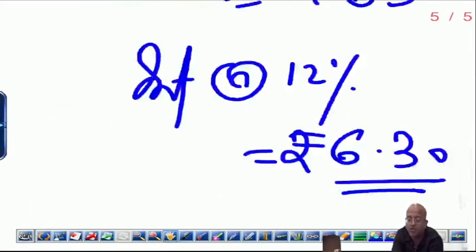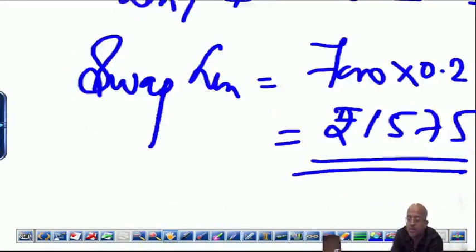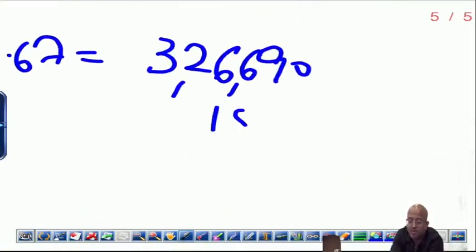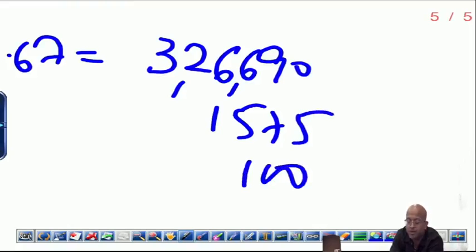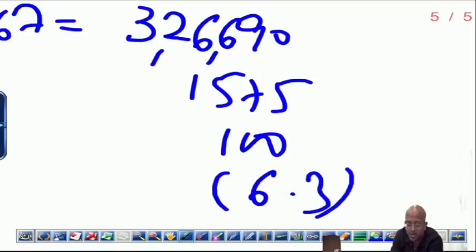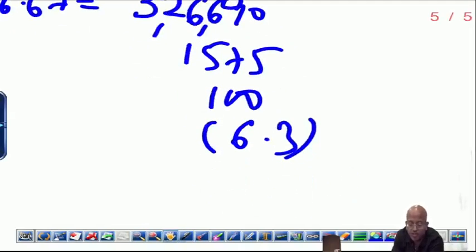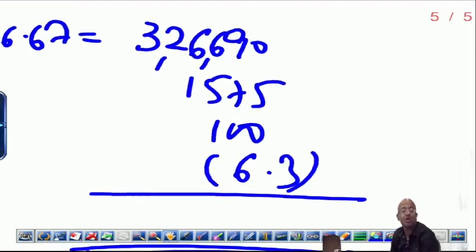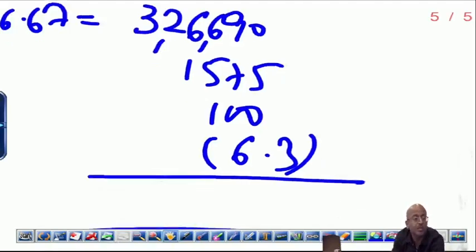Add swap loss. What was the swap loss? The swap loss was 1575, which will be charged from the customer. 100 rupees to be charged from the customer. Interest of 6.3 to be given to the customer. So the net amount to be charged from the customer is 326690 plus 1575 plus 100 minus 6.3.